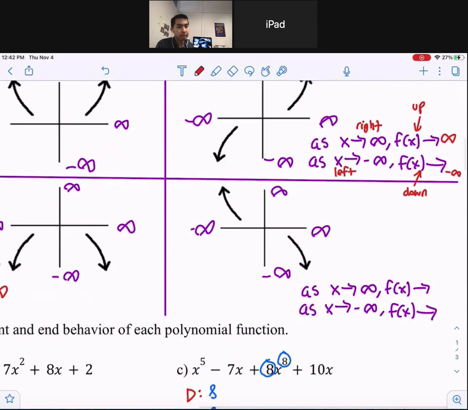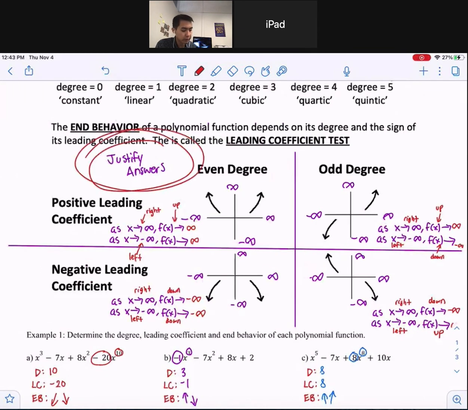Let's look here. What is the right-hand side doing? As x is approaching positive infinity, your right-hand behavior is going down. So this should say negative infinity. If you're looking at the left-hand side, as x approaching negative infinity, your arrow is going up. So on the left-hand side, the arrow is going up for positive infinity. So again, you need to know how to do that when you justify your answers, okay?